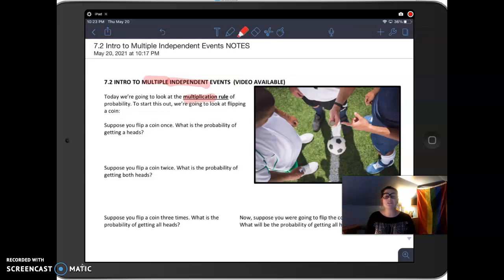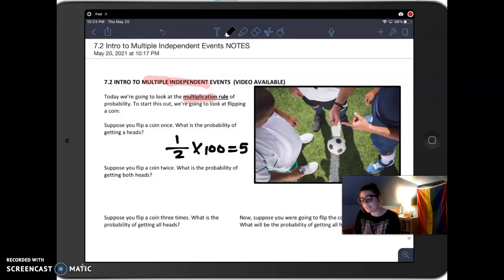It's probably the most simple example of probabilities that there is. You either get heads or tails. It's 50-50 either way. So let's suppose that you flip a coin once. What is the probability that you get a head? Well, we know that it is 1 out of the 2 choices, so 1/2. And as we know from our previous lessons, it's 1 out of 2, and then you multiply by 100 to get the probability of 50%.